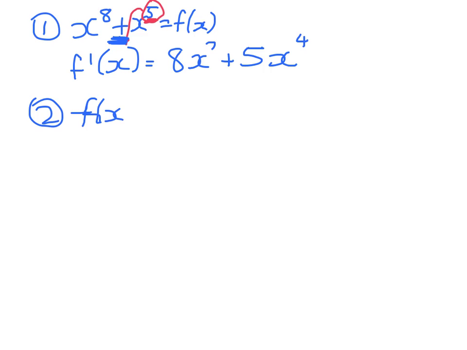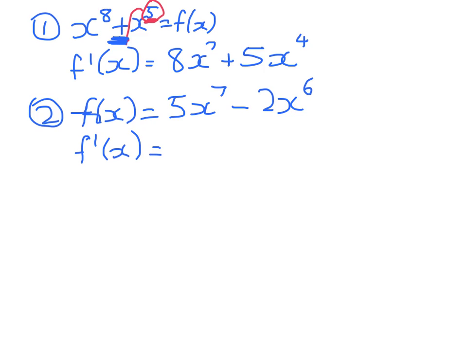So number 2, f of x is equal to 5x to the power of 7 minus 2x to the 6. So the gradient function will be 5 times 7, 35, x to the power of 6, minus 2 times 6, 12x to the power of 5.